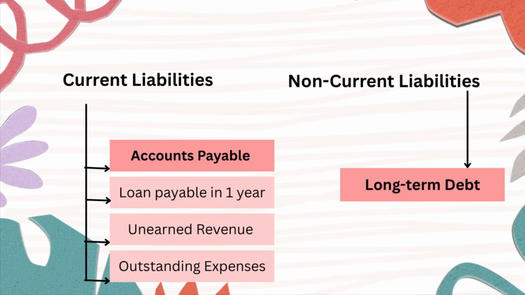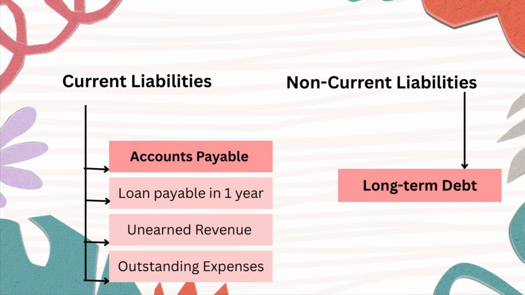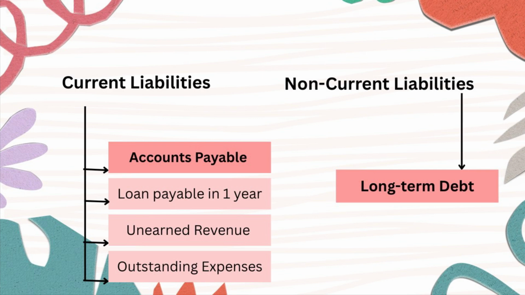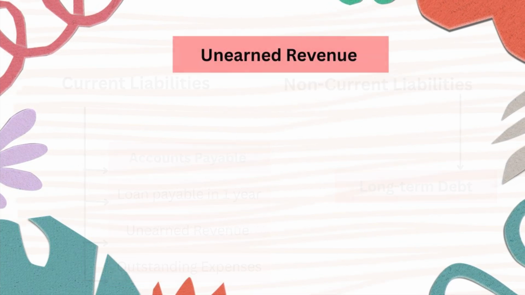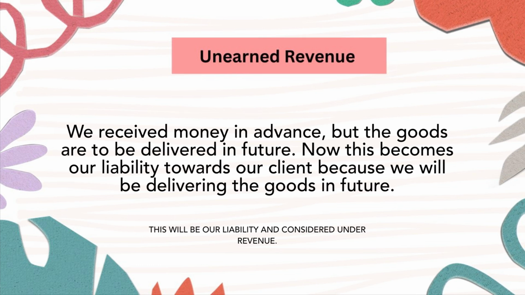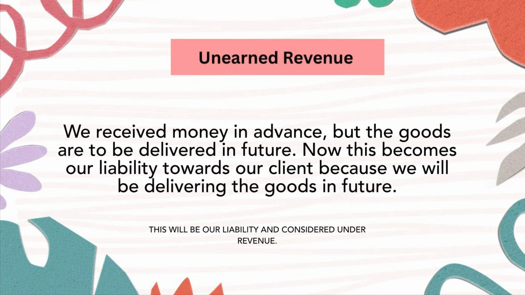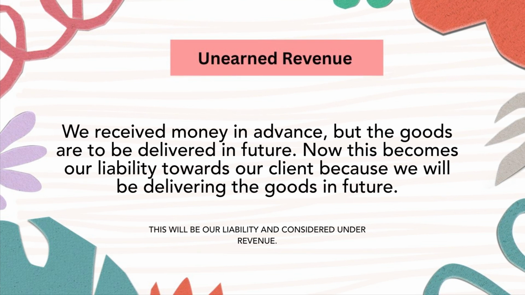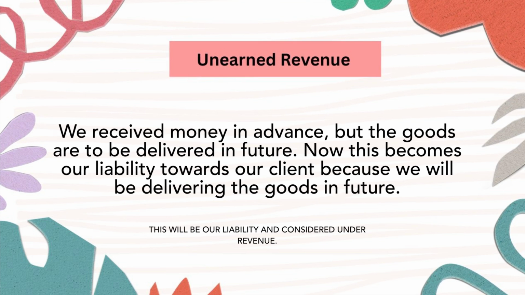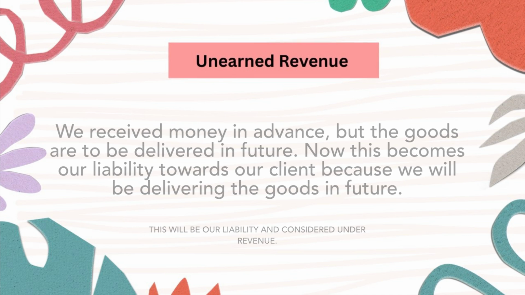Besides this, if there is any loan which is payable in a time period of 1 year, it is considered as current liability. Now, beside this, there is a term called unearned revenue. Now, what are unearned revenues? Now, for example, we received advance for the goods to be delivered in future. Now, we received money in advance, but the goods are to be delivered in future. Now, this becomes our liability towards our client because we will be delivering the goods in future. Now, this will be our liability and considered under unearned revenue.